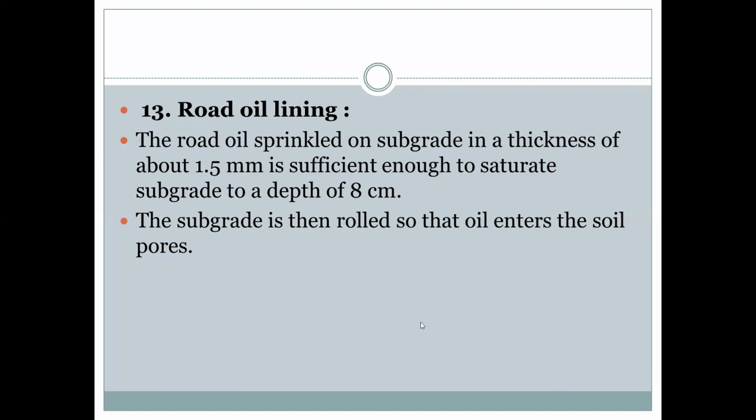Therefore, this type of lining is called road oil lining, in which oil is used and mixed with the soil.